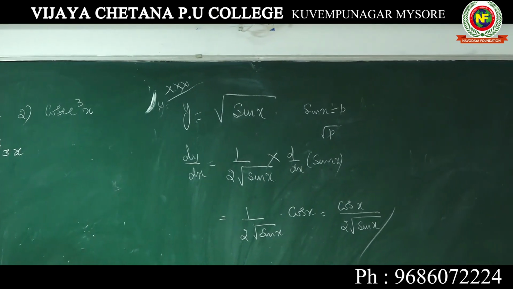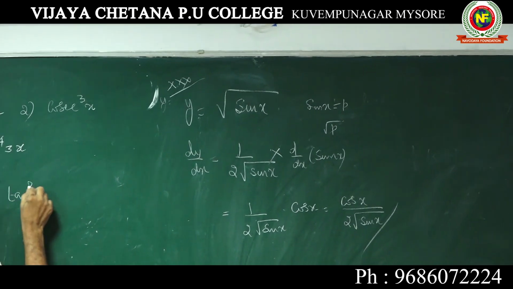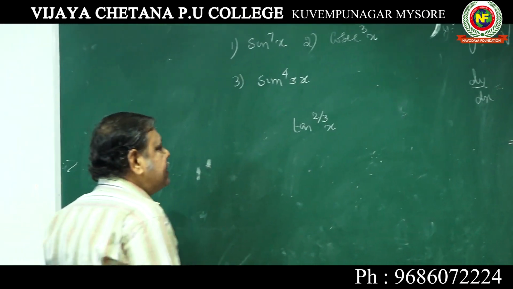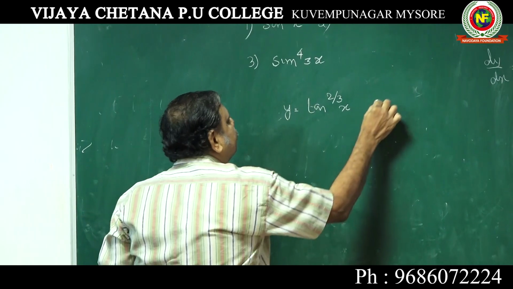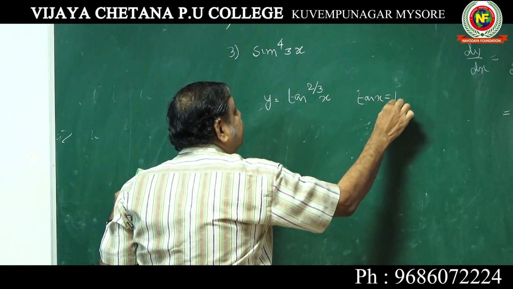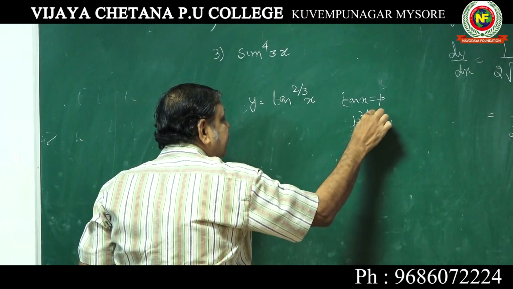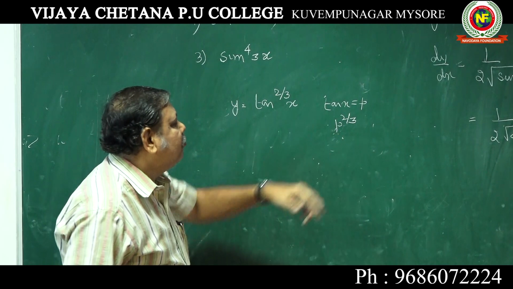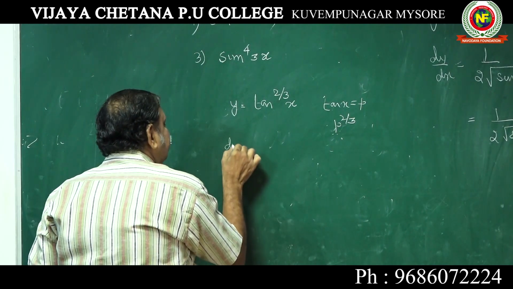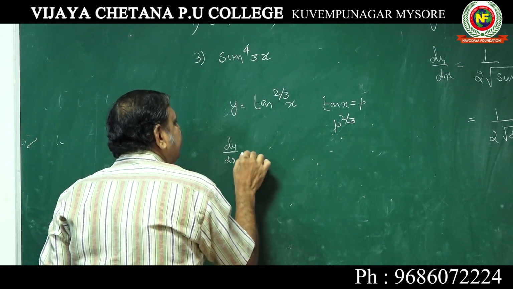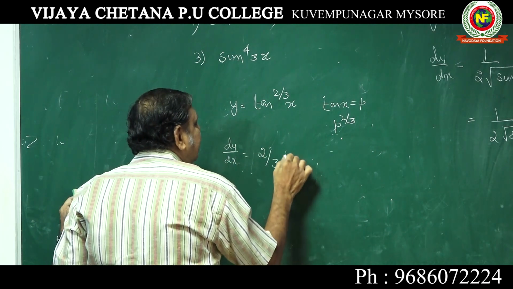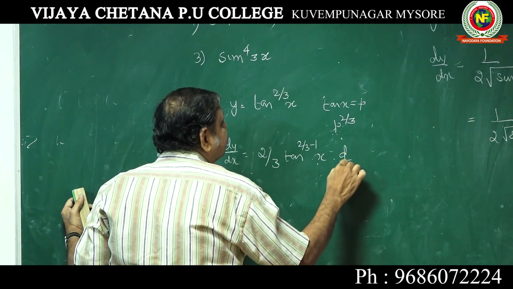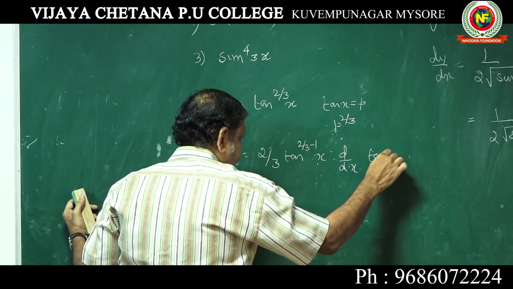You can do one more: tan to the power of 2 by 3 x. Suppose they ask tan to the power of 2 by 3 x, take it as y, put tan x as p, then it becomes p to the power of 2 by 3. When you differentiate p to the power of 2 by 3, it is 2 by 3 p to the power of 2 by 3 minus 1. So dy by dx will become 2 by 3 tan to the power of 2 by 3 minus 1 x into d by dx of that particular tan x.